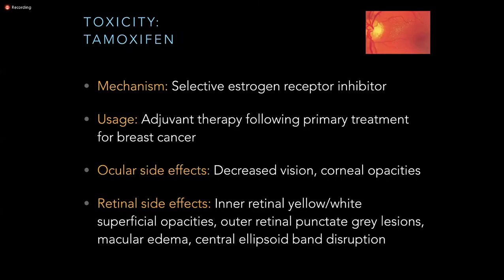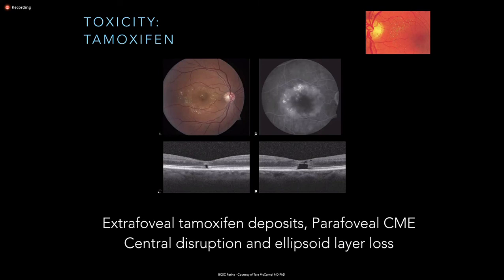And going backwards here, here's a photograph and OCT of patients. On the top left, we see these extrafoveal tamoxifen deposits. Top right, we see there's some parafoveal CME. This is a mid to late phase IVFA. And on the bottom, we see a central disruption and some loss of the ellipsoid layer in the outer retina, visible right underneath the fovea.